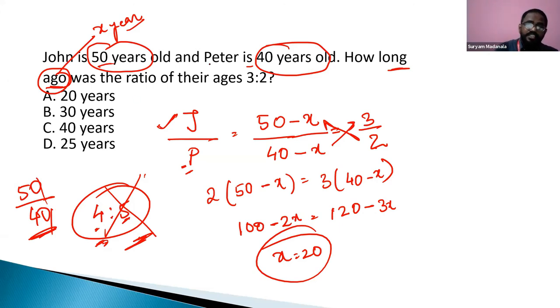Okay, when do we add? If they ask how long will they take to attain the ratio which is 5 is to 4, no? So we make it in this way. Six is to 5. How long will they take to maintain a ratio of 6 is to 5? Then I will add plus x, then the ratio becomes 6 is to 5. Robert, got it now? Hence, it is addition. If you go back, it is subtraction. Good, good.